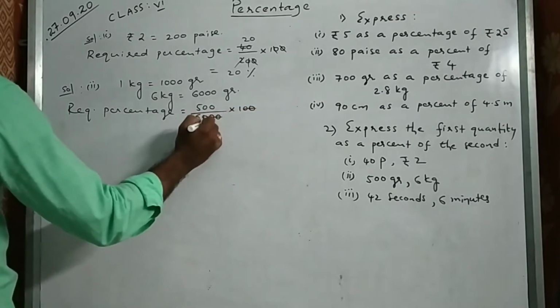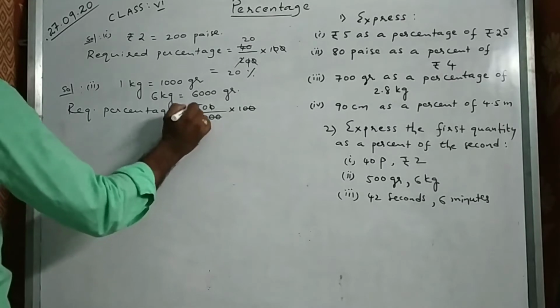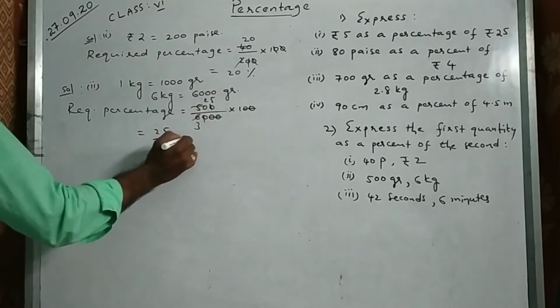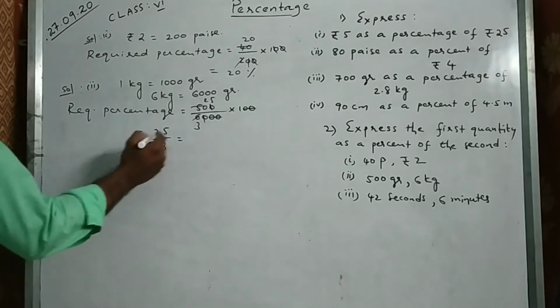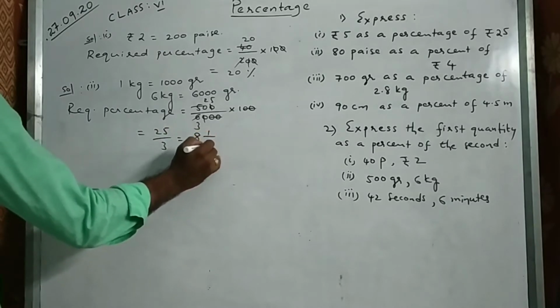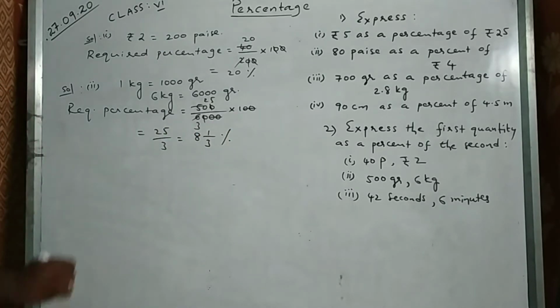2 zeros get cancelled. 2 threes, 2 25s. 25 by 3. It is improper fraction. 3 8s are 24. 1 will remain upon 3. You can change it into mixed.